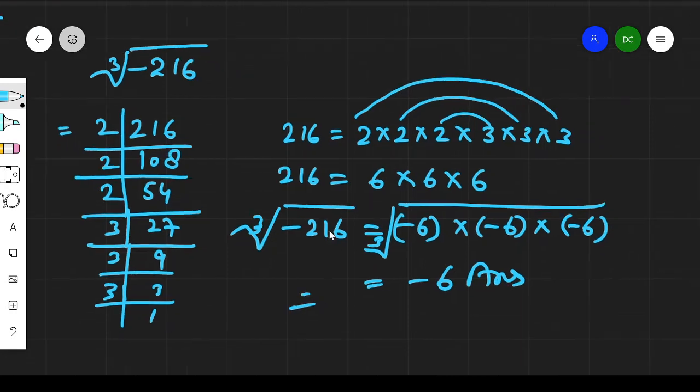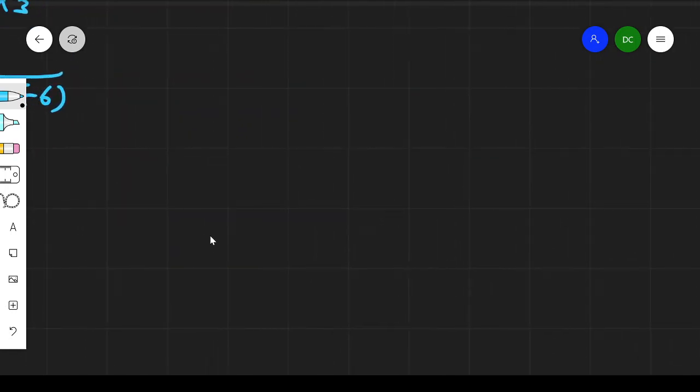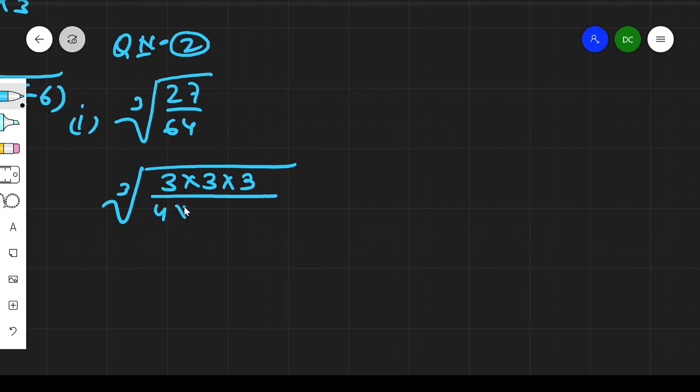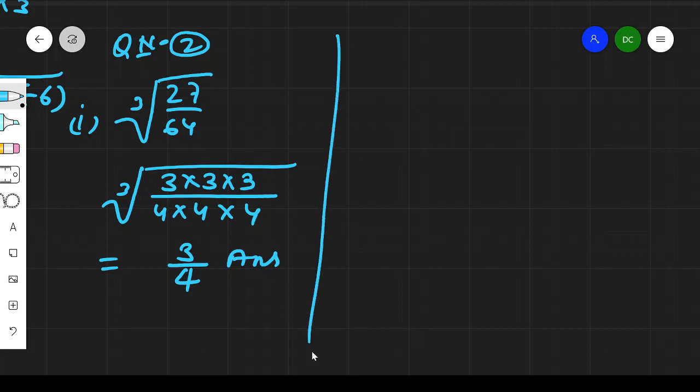Now, some more questions. We have to find the cube roots. Question number 1 is there. You can simply do it the way I have told you. Like 27 upon 64, one question is there, and we have to find the cube root of this. Question number 2, first part. Okay. So, simply the cube root of 27 can be written as 3 multiplied by 3 multiplied by 3, and 64 can be written as 4 multiplied by 4 multiplied by 4. So, 1 3 will come out and 1 4 will come out, 3 upon 4 will be the answer. Okay. I hope this is quite easy for you.